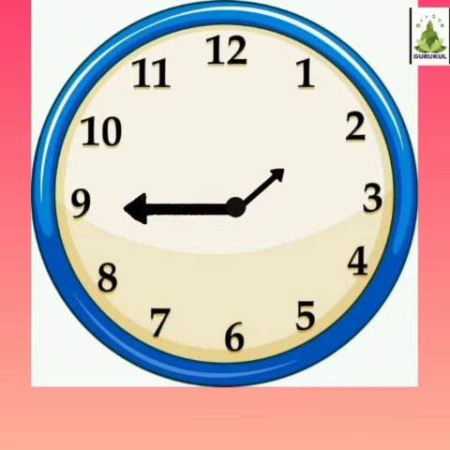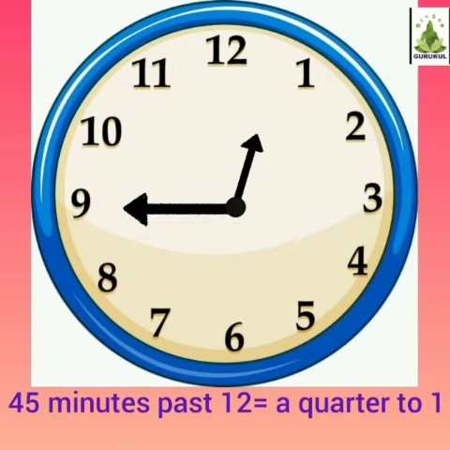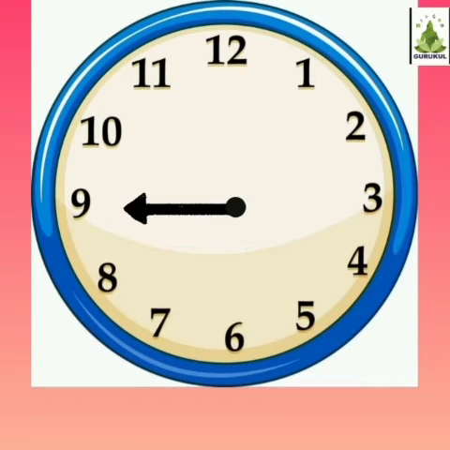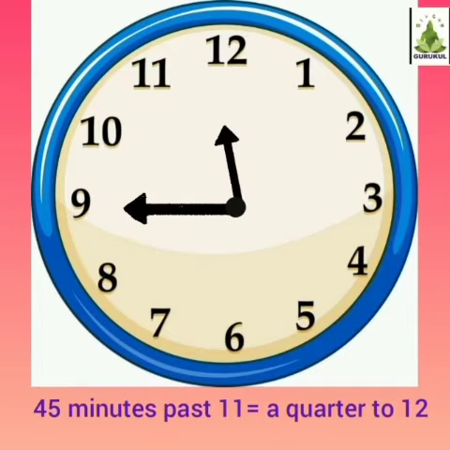It is 45 minutes past 1. A quarter of an hour less than 2 can also be read as a quarter to 2. It is 45 minutes past 12. This can also be read as a quarter to 1. In the same way, we also say a quarter to 3, a quarter to 4, a quarter to 12. Remember, while writing 45 minutes as a quarter, do not write the word past.